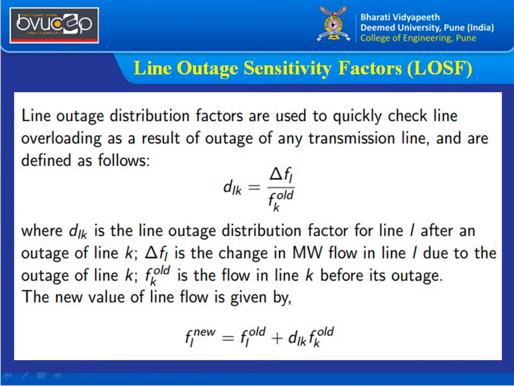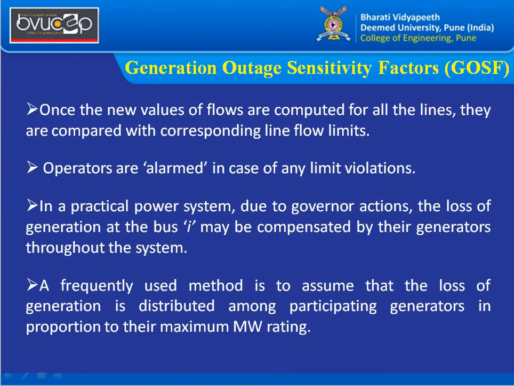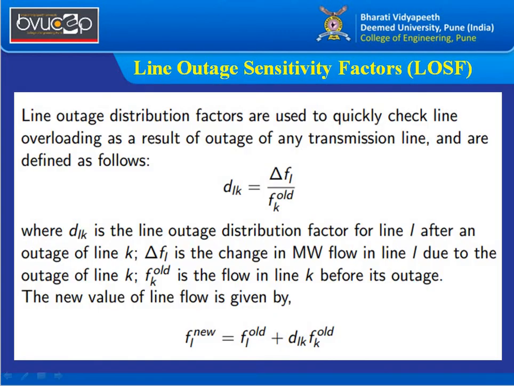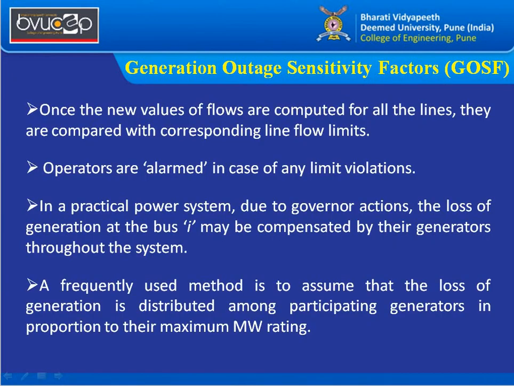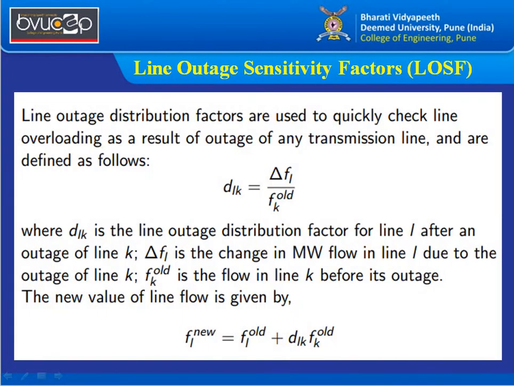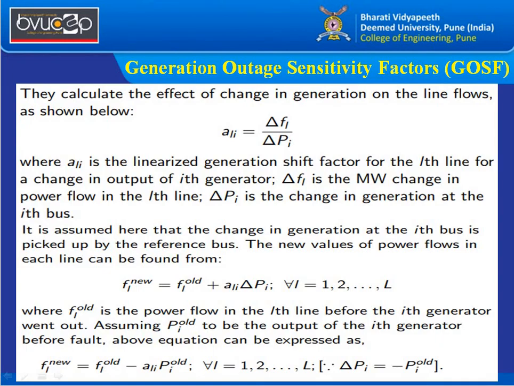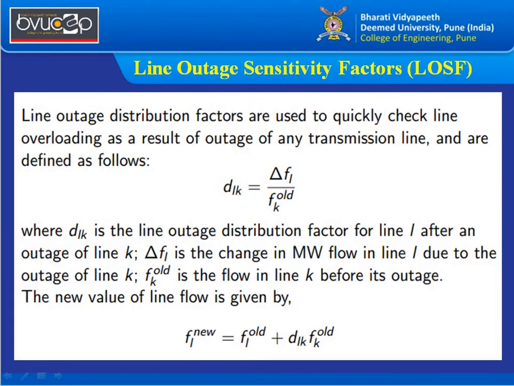Note down that the numerator of the GOSF and LOSF is the same. The only difference is that here we are considering it with reference to the outage of line K, and there we consider it with reference to the generation output or outage of generator I. That is the difference between the GOSF and LOSF. Fk old is the flow of line K before the outage. So the new value can again be calculated using this equation. This equation is similar to the GOSF; the only thing is the distribution factor changes, multiplied by the old value.